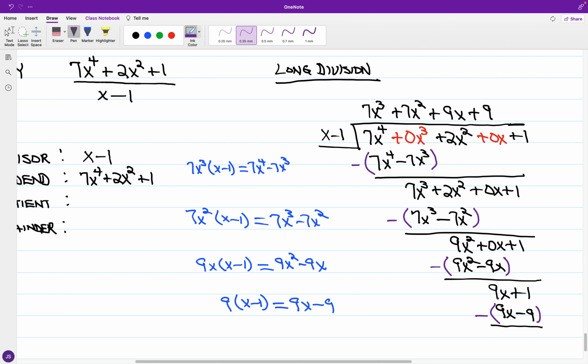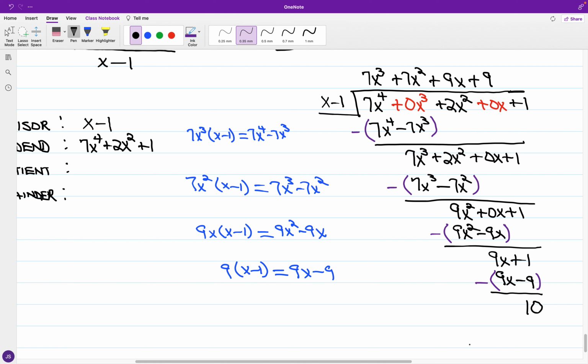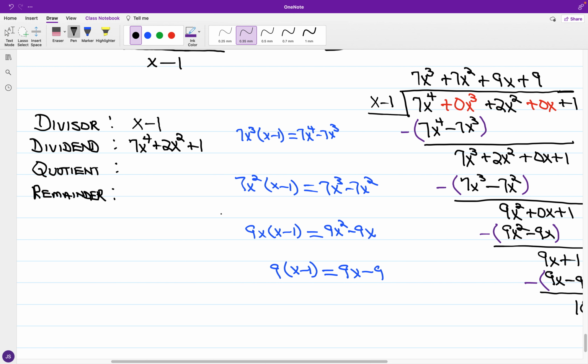Now we have subtract, so the 9x terms will go out. 1 minus negative 9 will change over to 1 plus 9, which will be 10. And unlike 9x, 9x squared, 7x cubed, and 7x to the fourth, I cannot take x minus 1 directly into 10, and that's going to end up as the remainder.